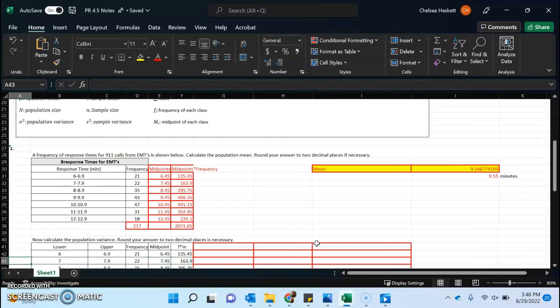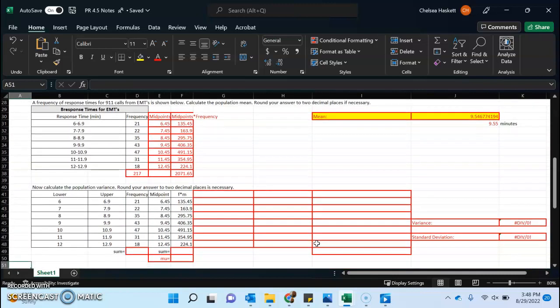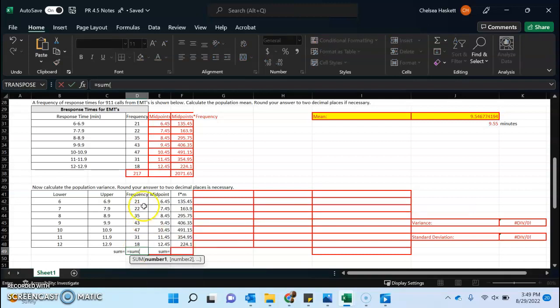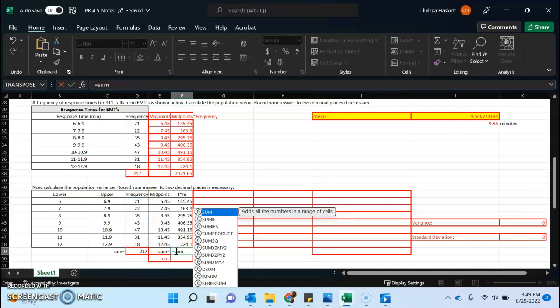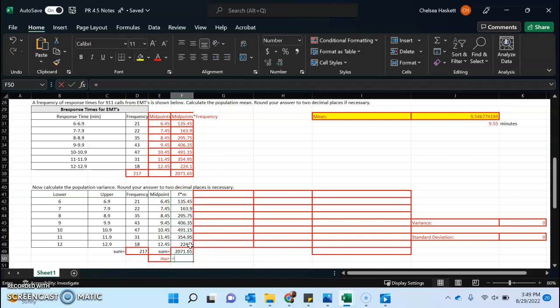So now we have to do the same thing, but we're going to find the population variance. Round your answer to 2 decimal places. So I just took this information, that midpoint section, put it here. That midpoint times frequency, put it here, okay? So again, I'm going to go ahead and do equals sum all of these together here. And then this equals the sum of all of those together there. And then my mu is this divided by the sum of all of them, so 9.55.